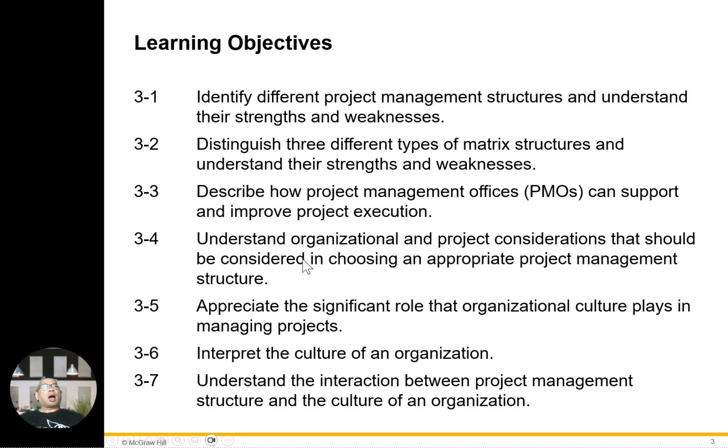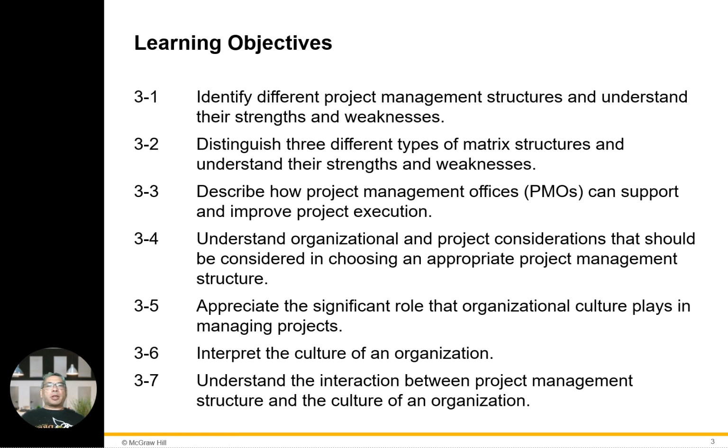Number 4, understand the organization and project considerations that should be taken into account in choosing an appropriate project management structure. Number 5, appreciate the significant role that organizational culture plays in managing projects. Number 6, interpret the culture of an organization. Number 7, understand the interaction between project management structure and the organization's culture. That's the key part that we need to understand very well.